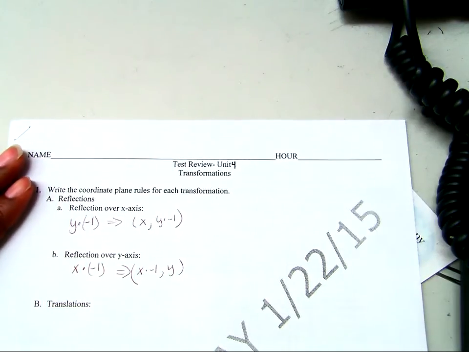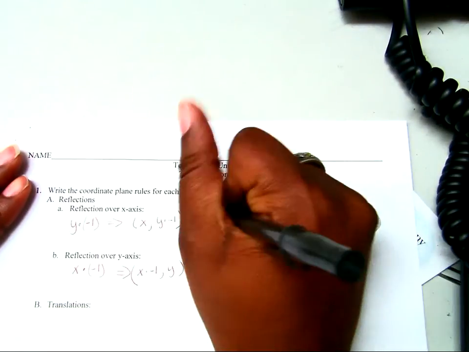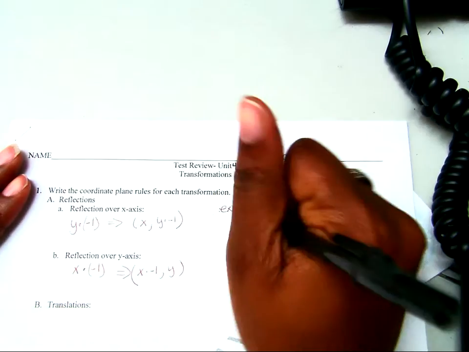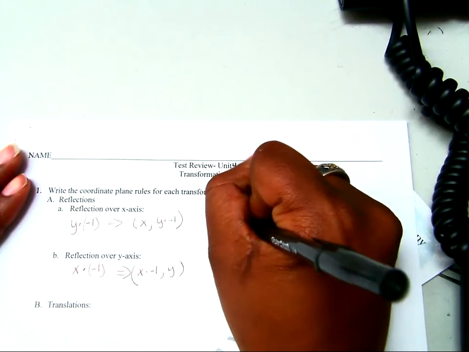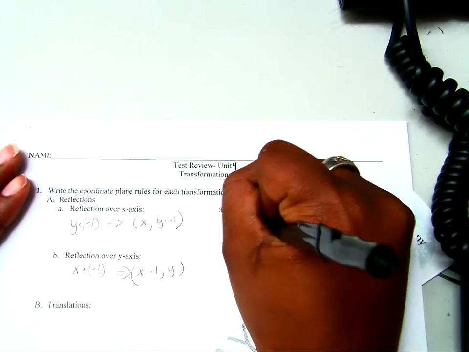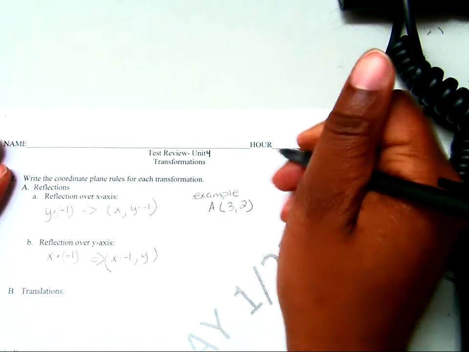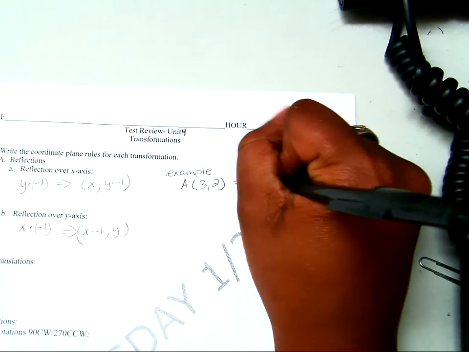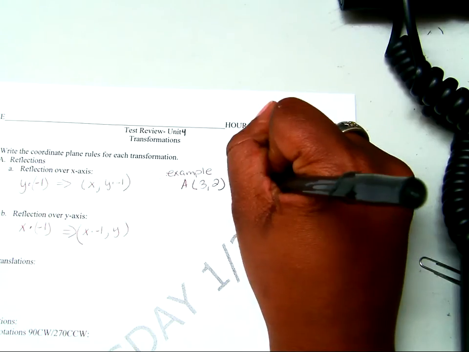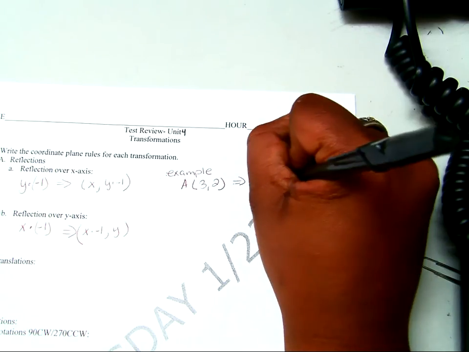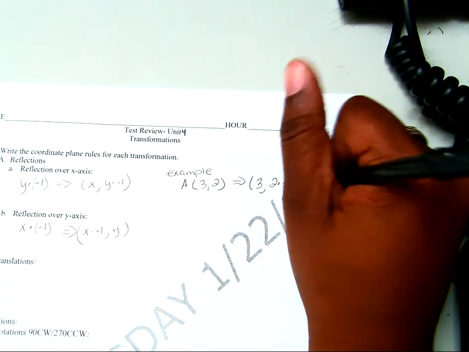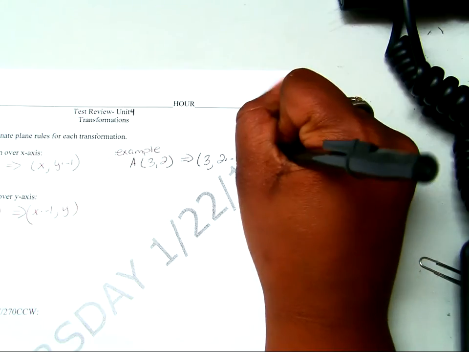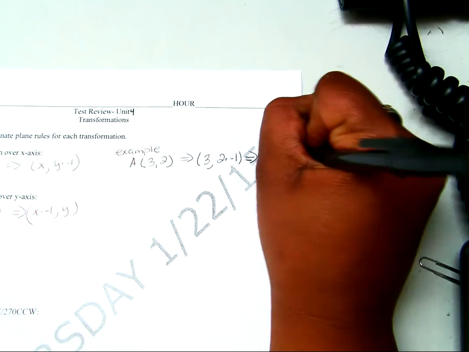All right? If you want, give yourself an example. If I had coordinate point A equals (3, 2), I know it's going to be (3, 2 times -1). My new point for A prime is (3, -2).